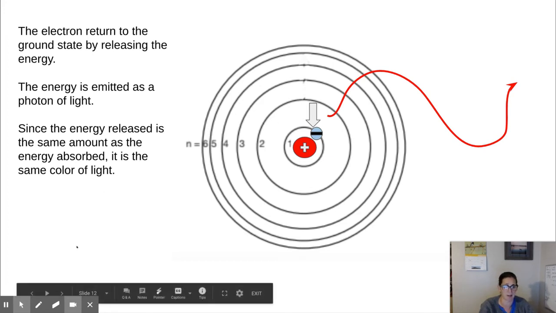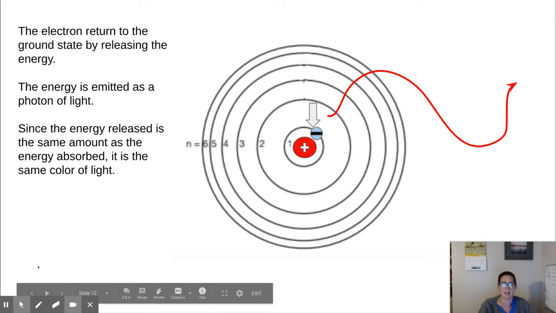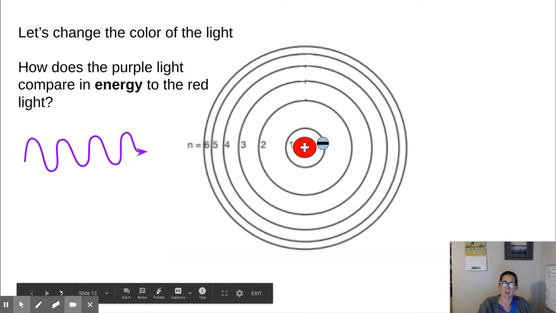So this is what Bohr thinks is happening. And we still agree that this movement of electrons between levels is why atoms emit different amounts of light, or different colors of light, I should say. Okay, so let's change the color of the light. Let's go with purple light.